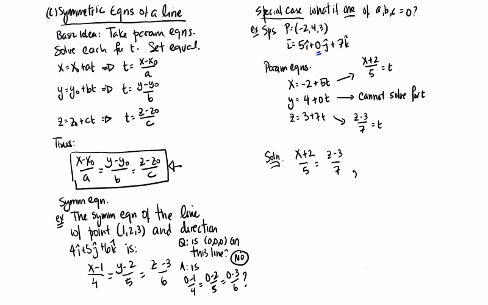And then you leave the other one separately. So the other one says y equals 4. That's it. Done. The y equals 4 cannot be mixed in with the other two. It just doesn't work. There's no t. You can't solve for it. You don't solve for it. You leave it alone. So that's the first special case. So let's look at the second special case, where two of those things are 0.